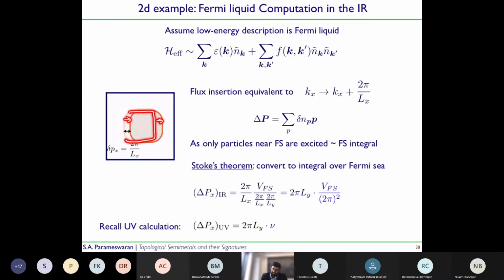So you took a Fermi surface that was like this and boosted it over. And if you do this calculation carefully with Stokes' theorem, what you see is that the change in momentum in a Fermi liquid is related to the Fermi volume multiplied by the same coefficient, 2 pi Ly. Now you have to do a little bit of futzing around with number theory, because you have to do this for every system size Lx and Ly.